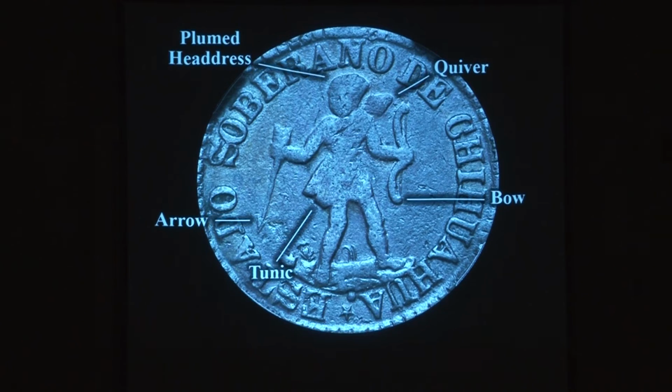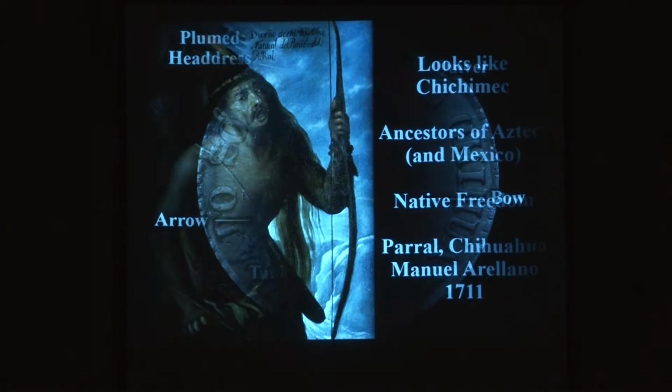And if we looked at the features more closely, quiver, bow, arrow, plumed headdress, you can barely make it out. Most of these are either so weathered or poorly struck that you can't see some of the details. And the individual has a tunic. So perhaps a male, not sure at this point.